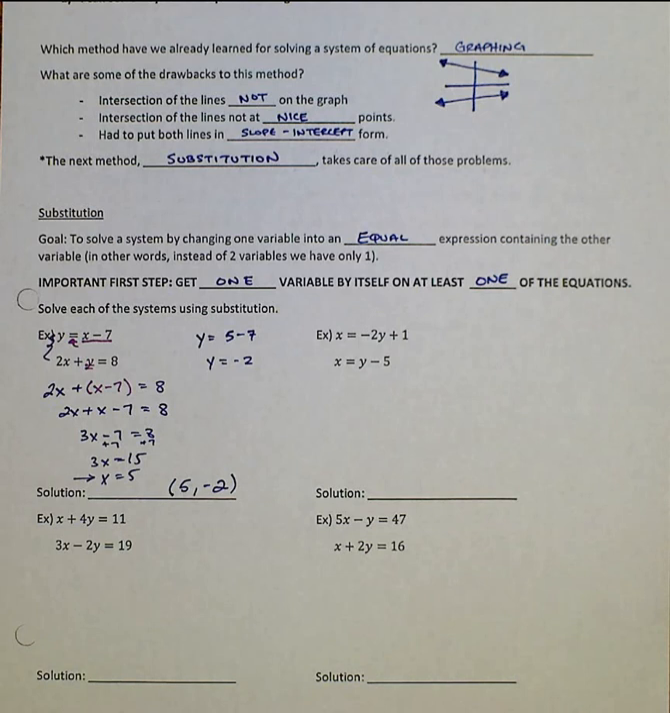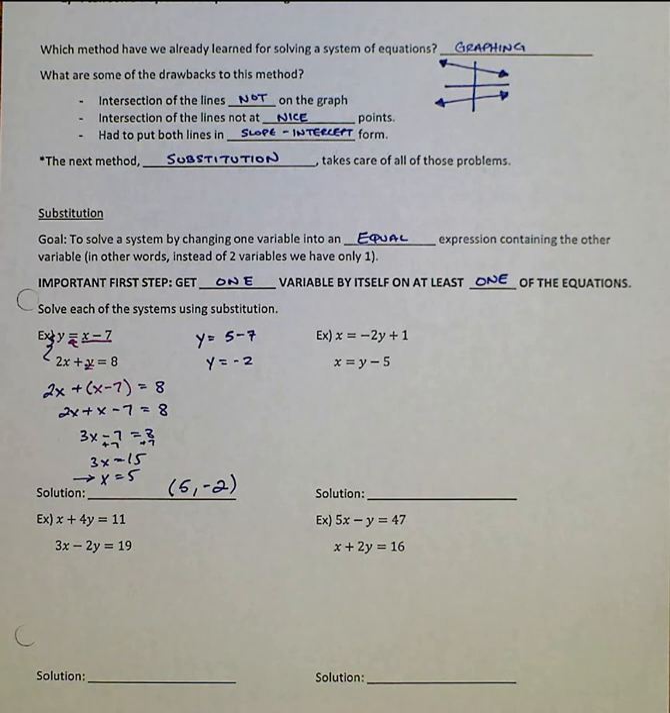Okay, let's look at the second problem. In the second problem, we have x equals negative 2y plus 1, and x equals y minus 5. Now, notice that in this system both equations have a variable by itself. The top equation has x by itself. The bottom equation has x by itself. We'll still solve this the same way.